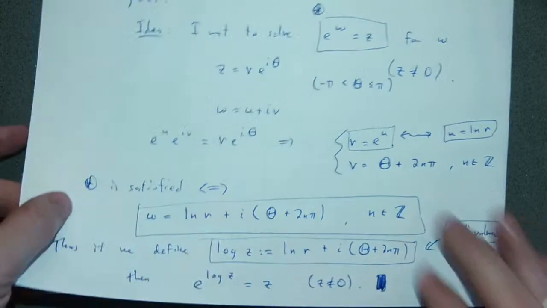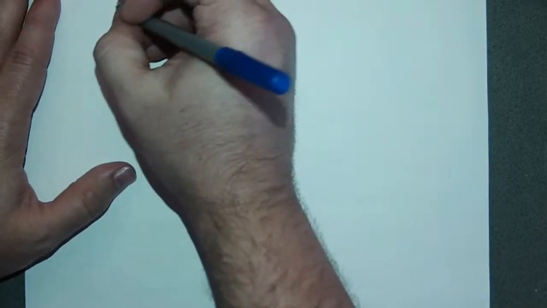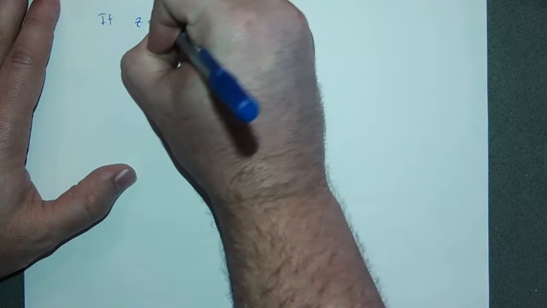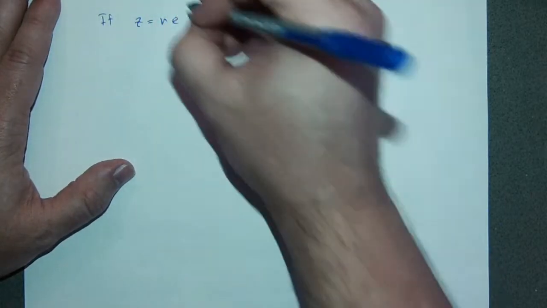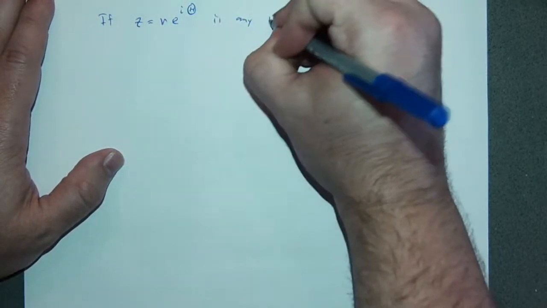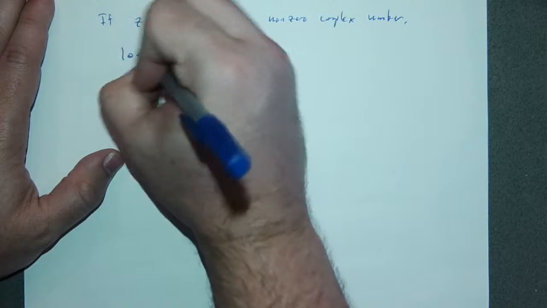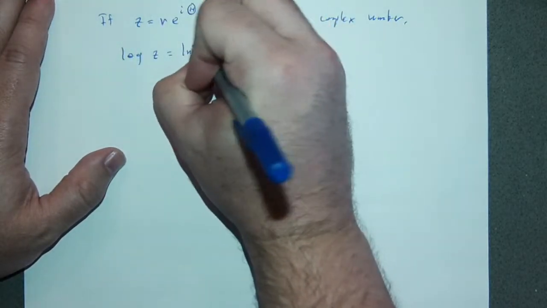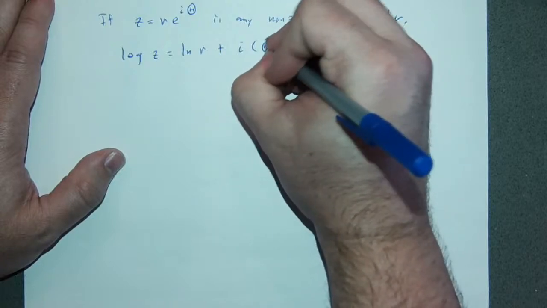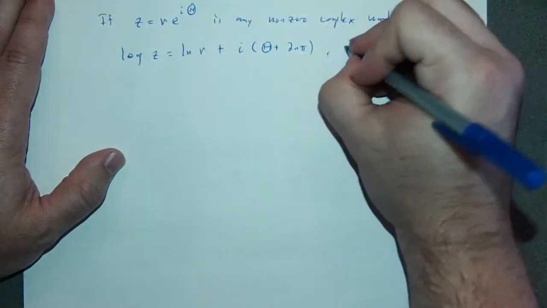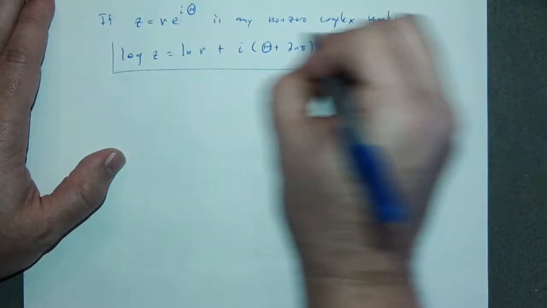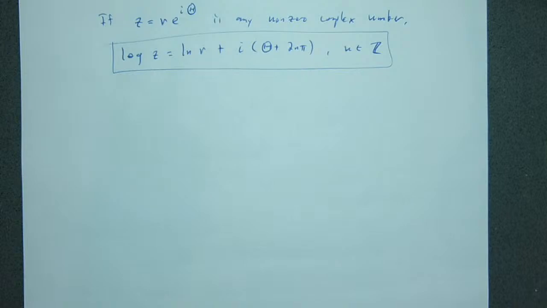It just has to be non-zero. So note we can even do this for negative numbers. So this log is actually defined for negative numbers. And so, just to rewrite this, if z, which is given in polar form as r e to the i big theta, is any non-zero complex number, log z is the natural log of r plus i times theta plus 2n pi, where n is some integer. This is my definition of log z.